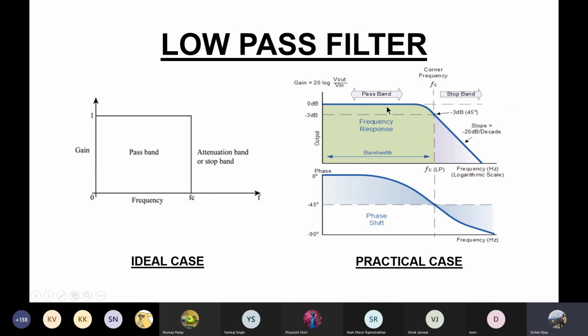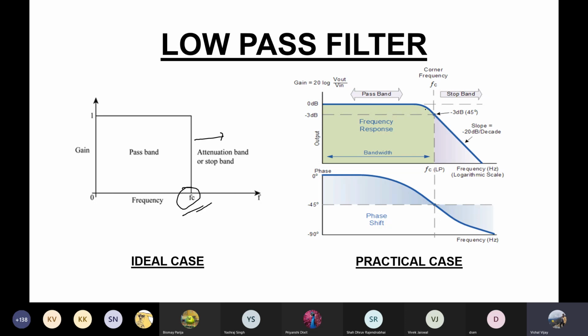So this is a low pass filter, and on the left side you can see the ideal case. Here, this FC is the cutoff frequency. At this frequency there is a sharp edge. This is the pass band, and after that it will stop any frequency. All right, so this is an ideal case.